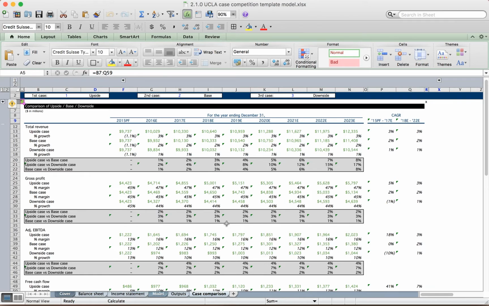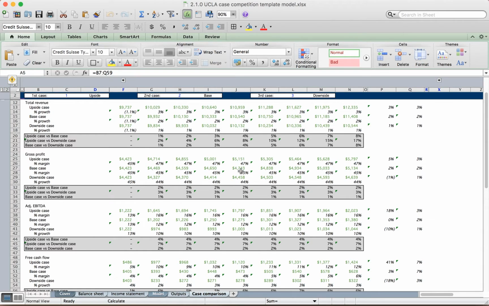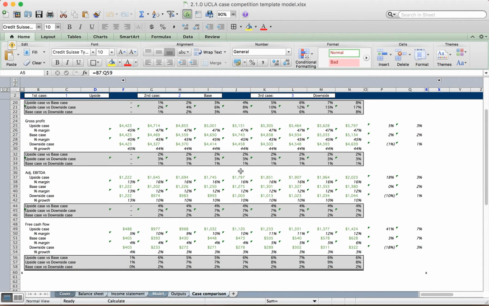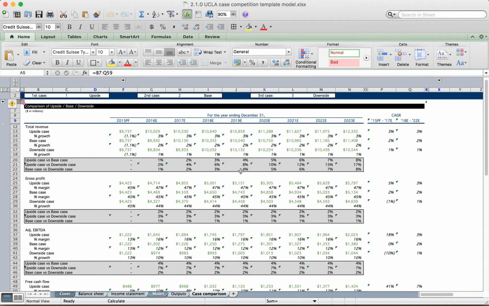Finally, moving on to case comparison, this is where the bankers at Credit Suisse are going to be able to see just how optimistic your upside case is and just how much of a margin of safety you have on your downside case. So this is a summary of all the assumptions that you've made in your model in terms of operating statistics and operating margins. So you can see that we're looking at our total revenue here, gross profit, adjusted EBITDA, and then free cash flow.